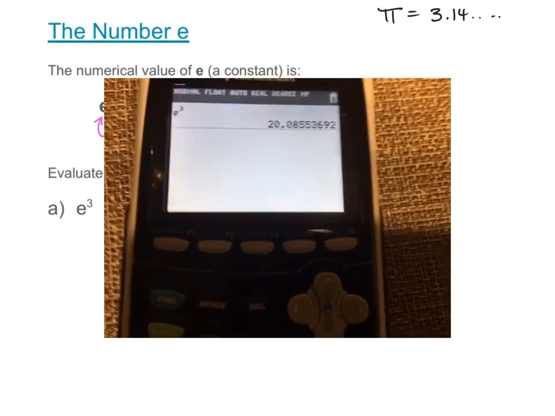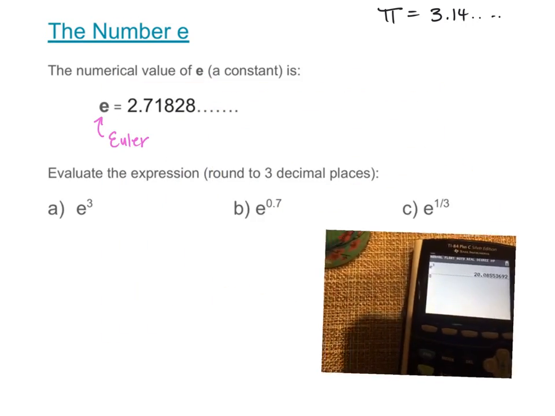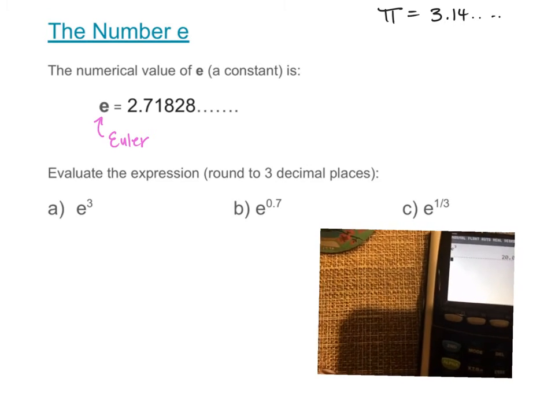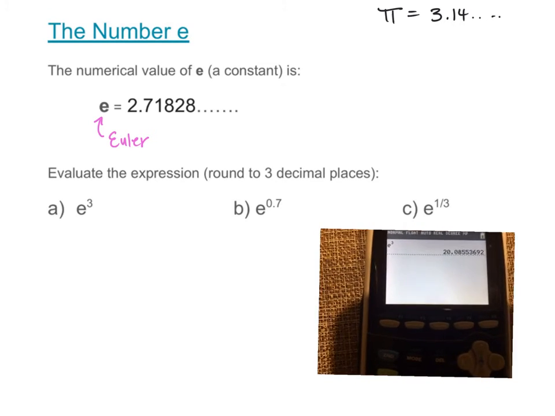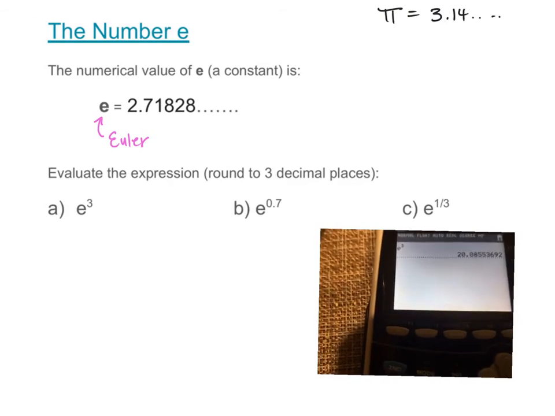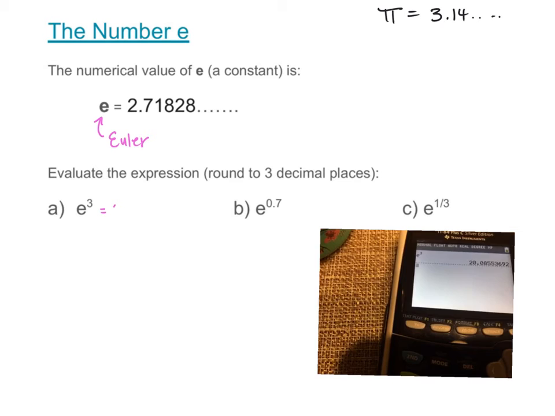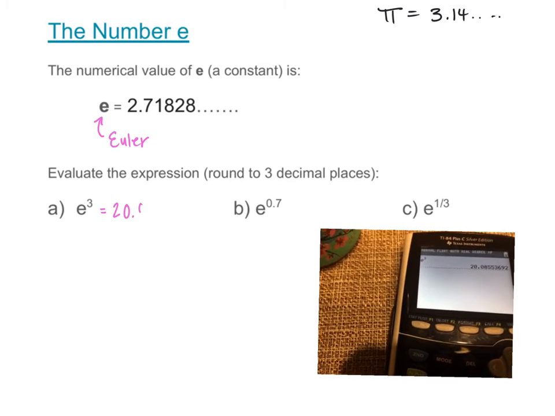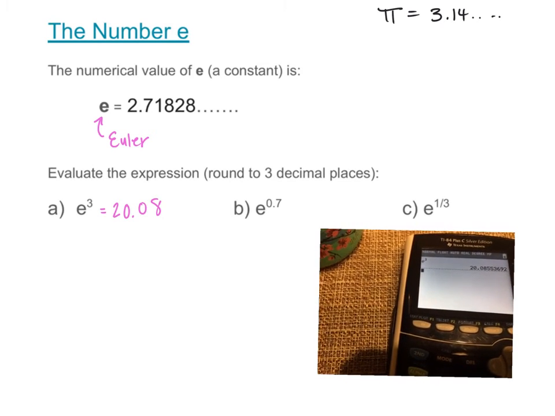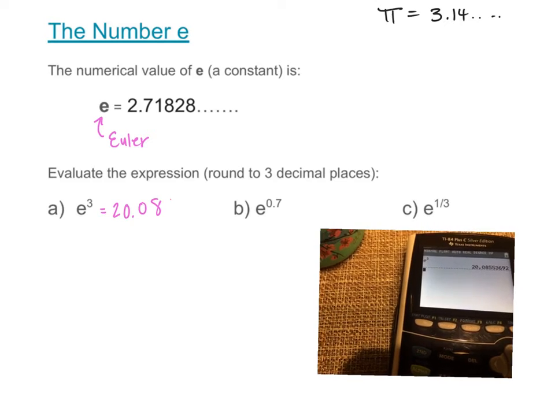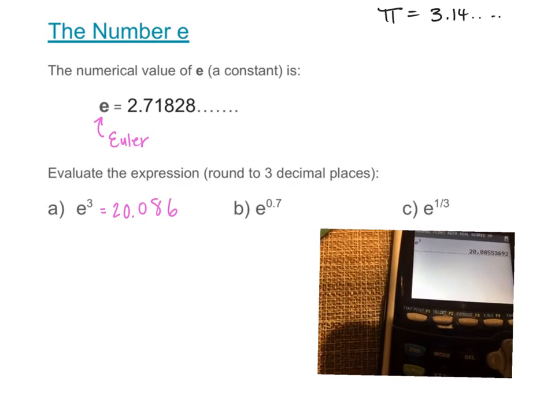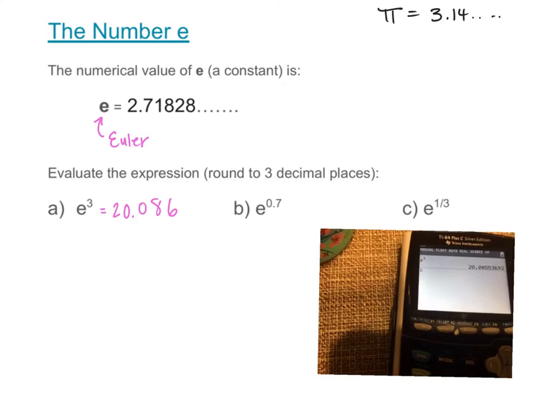So I'm going to put this to the side here so you guys can see. In this one here, let's put in my numbers. If I round to 3 decimal places, it's 20.086. Round that 5 up to 6. I think that would be my answer. All right, so pretty easy.